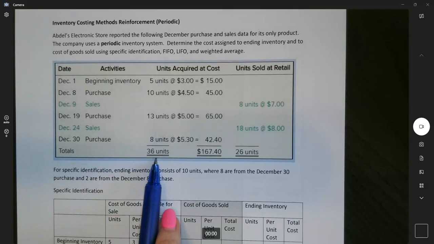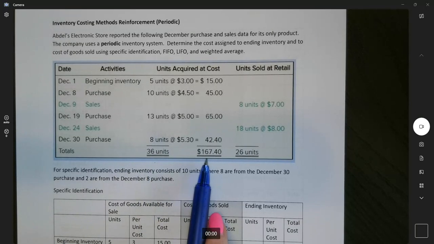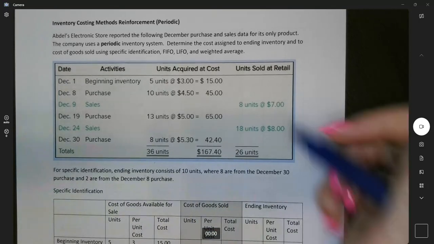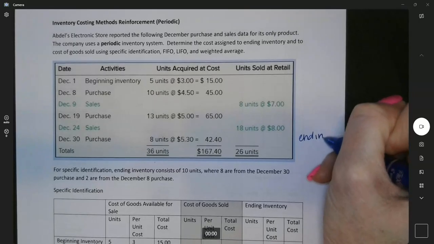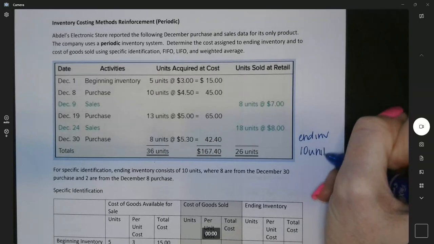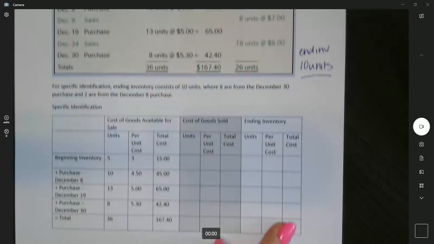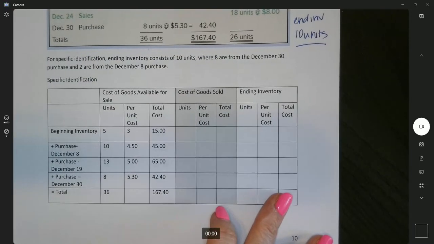Total units available for sale is 36. Total cost of these is $167.40. Total units sold is 26, which means ending inventory will be 10 units. We're going to utilize this information and we're going to put it into all of the different methods. So when I'm adding this information into each of the charts, just know that it's all coming from the same information on this page. So first up, we're going to start with specific identification.